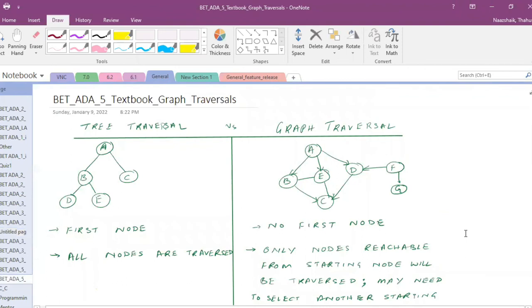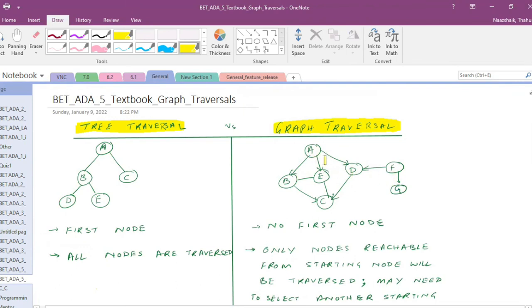So here also we have some techniques, but I want to make you understand what is the difference. We saw tree traversal, right? We have seen the tree structure like this. Now let us see how we do graph traversal. In a graph, you can have something like this, right?